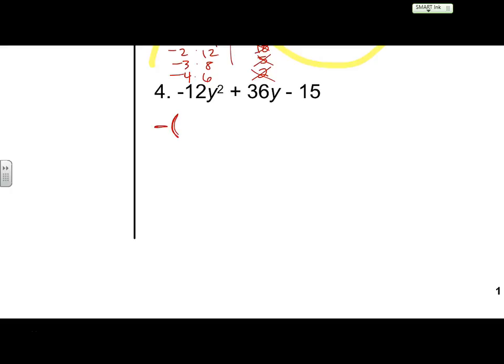Then what happens to everybody on the inside? The negative 12 becomes a positive 12y squared. The plus 36, we pulled out a negative, so we flipped the sign. So we pull out the negative and flip everybody's sign, each term of the trinomial.